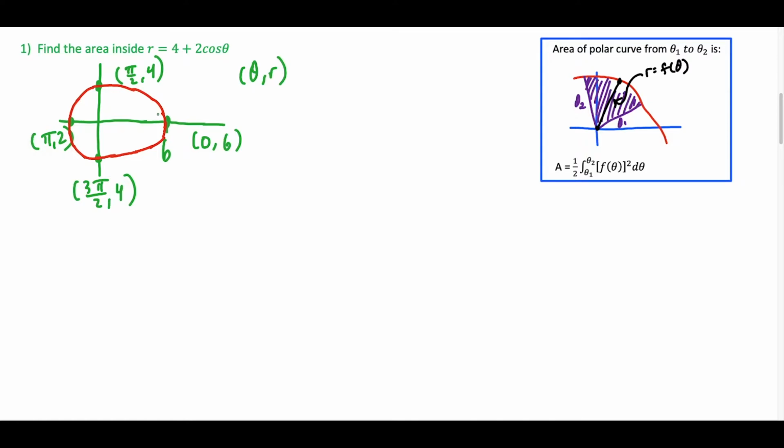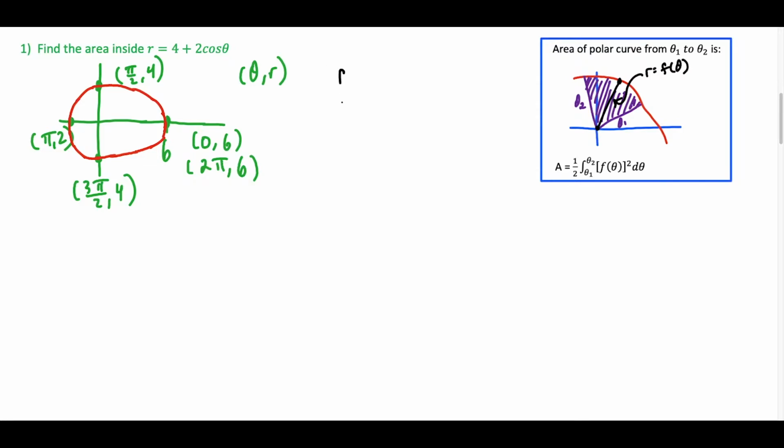Now, the major idea for these kinds of questions is you have to know when the loop starts and when it stops. So it started at theta equals 0, but if we were to test out theta equals 2 pi, this would bring us right back to where we started, because cosine of 2 pi is 1, which would give us the coordinates 2 pi, 6. So that's the beginning and the end of our region here, and it's going to help us set up our integral.